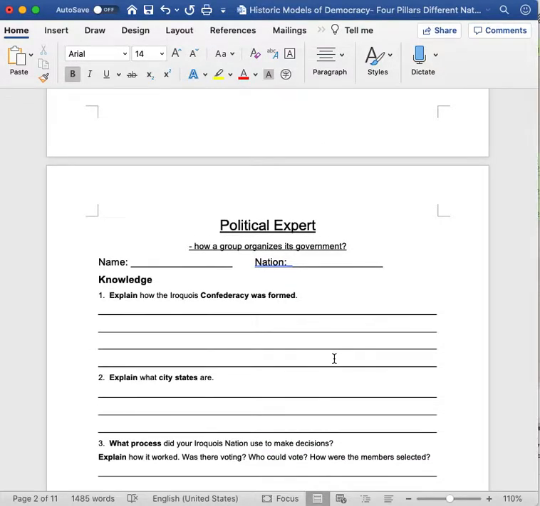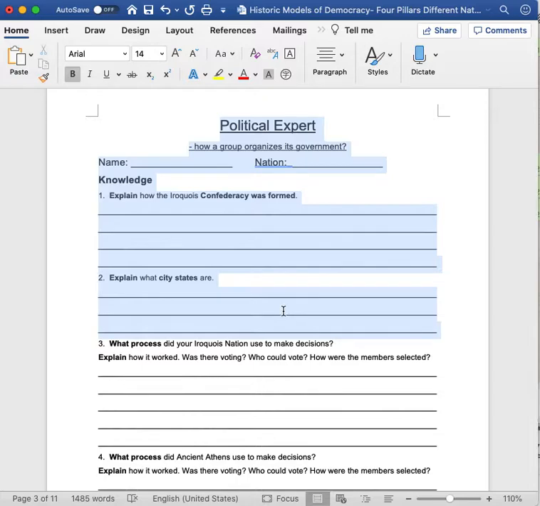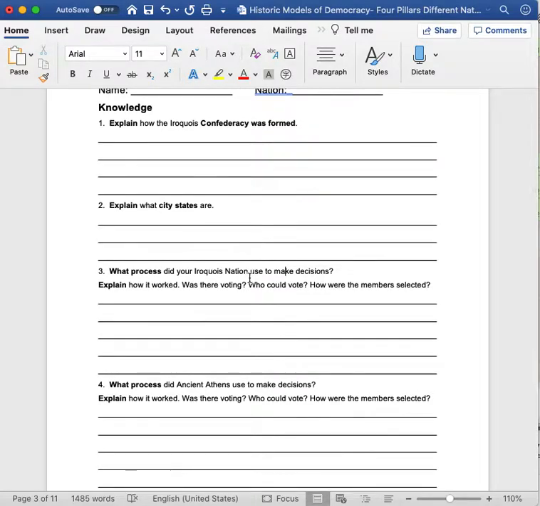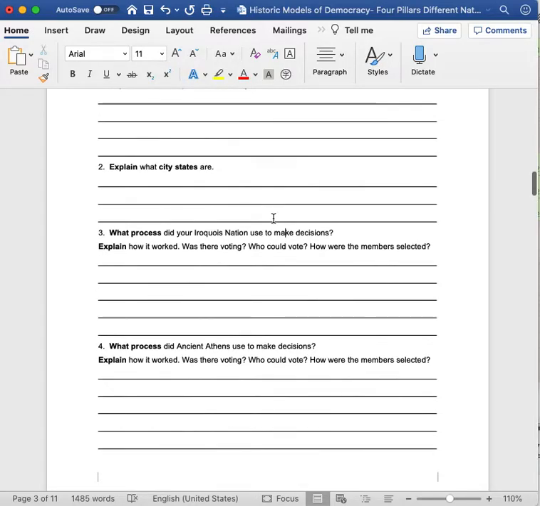Here are the questions we've been talking about. If you choose political expert, only concern yourself with this. Okay? Only concern yourself with this. So you're going to explain how the Iroquois Confederacy was formed. You're going to explain what city-states are. What process did the Iroquois Nation make to make decisions? So really, how did they vote? Did they vote? Who got a vote? How were members of the government selected?